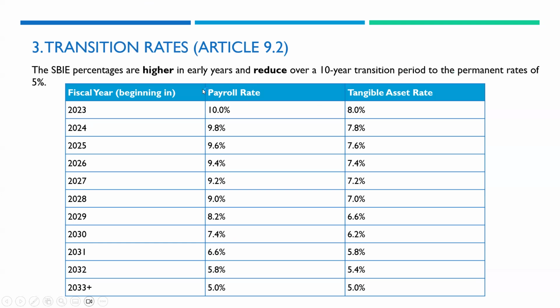So you take eligible payroll cost into 10% if you are in 2023, into 9.8% if you are in 24, 9.6%. That is one part. That is the payroll carve-out, and tangible asset eligible asset balance into whatever is the percentage. That's how you calculate SBIE. Clear?